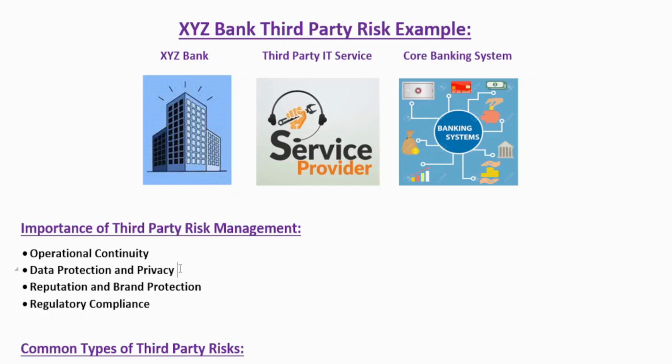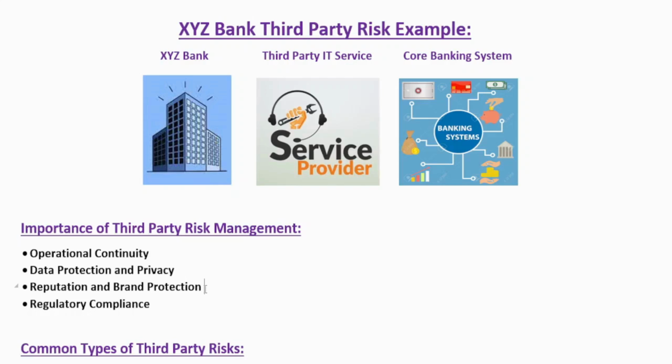The second importance is data protection and privacy. Third parties often handle sensitive data and have access to an organization's systems as well. So effective risk management ensures that appropriate safeguards are in place to protect confidential information, and that they maintain compliance with data protection regulations as well. Like if we talk about our example, due to poor evaluation in selecting the third party IT services provider, XYZ Bank's data protection and privacy could be compromised.